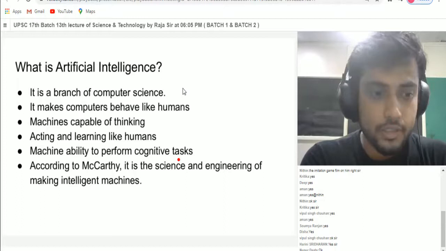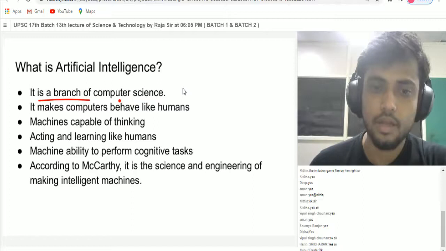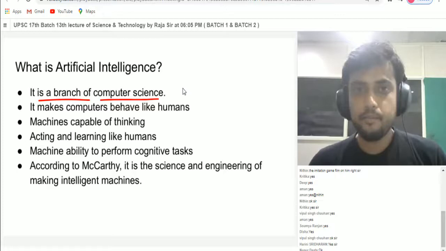So what is this artificial intelligence? First of all, it is a branch of computer science. Artificial intelligence is a branch of computer science, and it aims to make computers behave like humans.